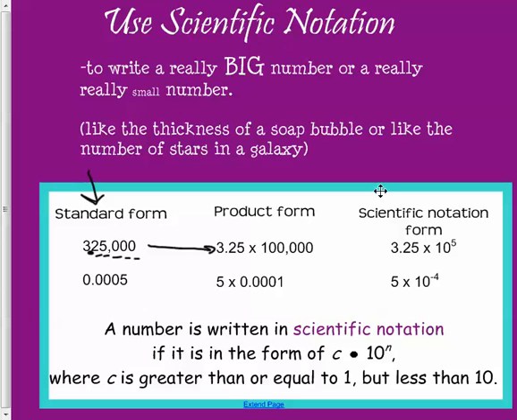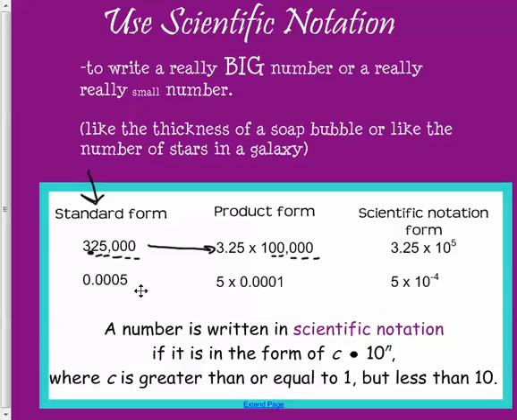So now we can put it in scientific notation. In order to do that, we take our 3.25 and we leave it, and we multiply instead by a power of 10. This 10 would be to the 5th power because there are 5 zeros in 100,000. 10 to the 5th power would be like taking 10 times itself 5 times, which would give you 100,000.